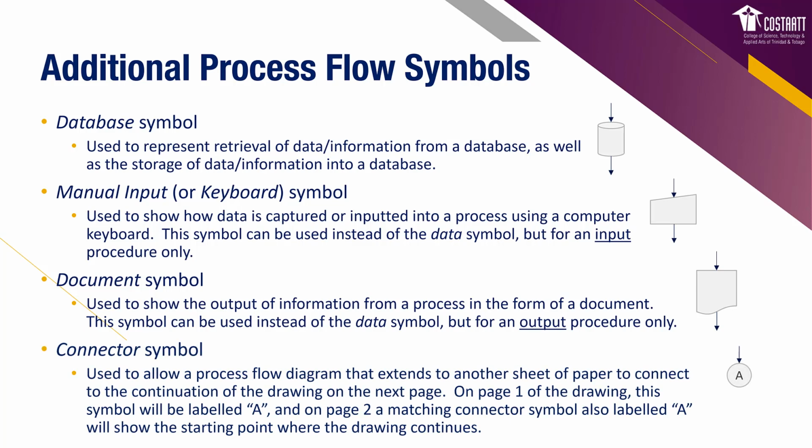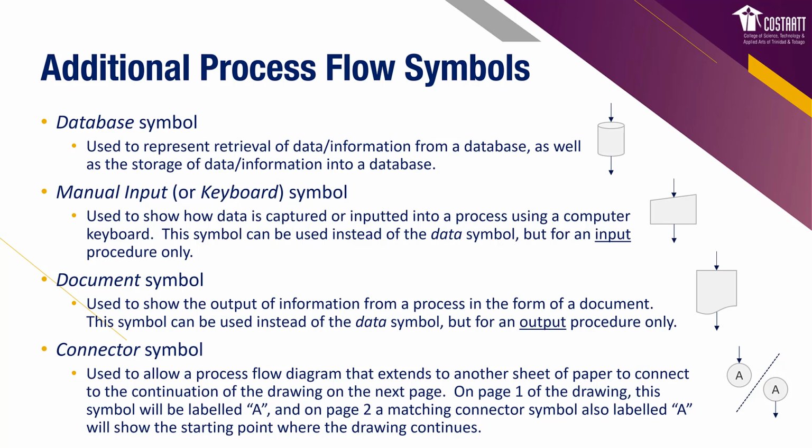Now, lastly, and I'm pretty sure none of you are going to need this one, we have the connector symbol. The connector symbol is used if your drawing, your process flow diagram, is so large that you're going to need more than one sheet of paper to put it on. And that actually does happen. As a matter of fact, we can have process flow drawings that can take up dozens of pages. That's how complex these processes go. Don't worry, you're not going to deal with those.